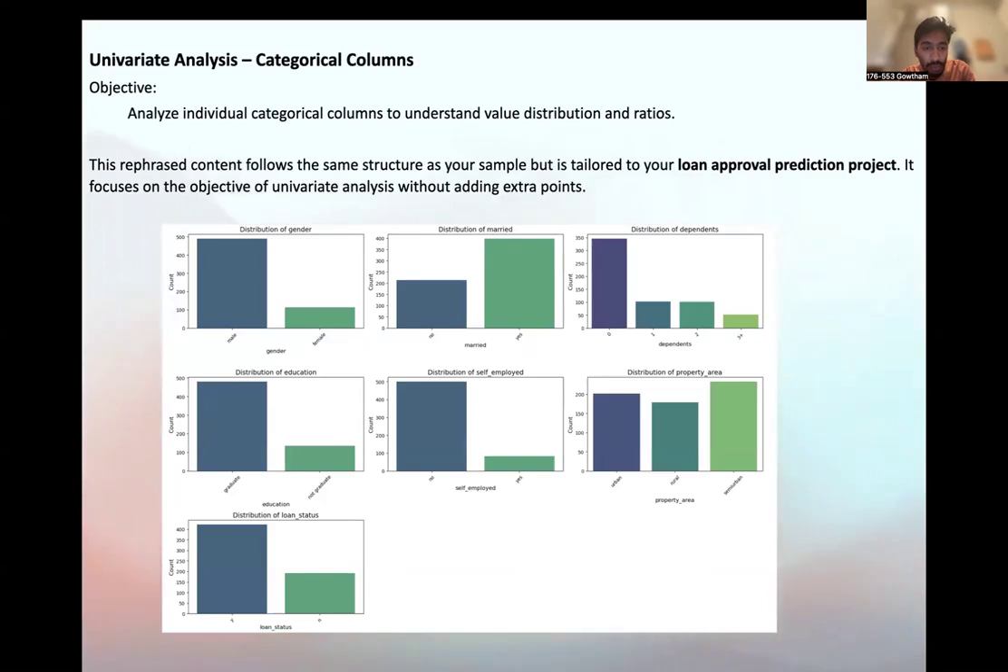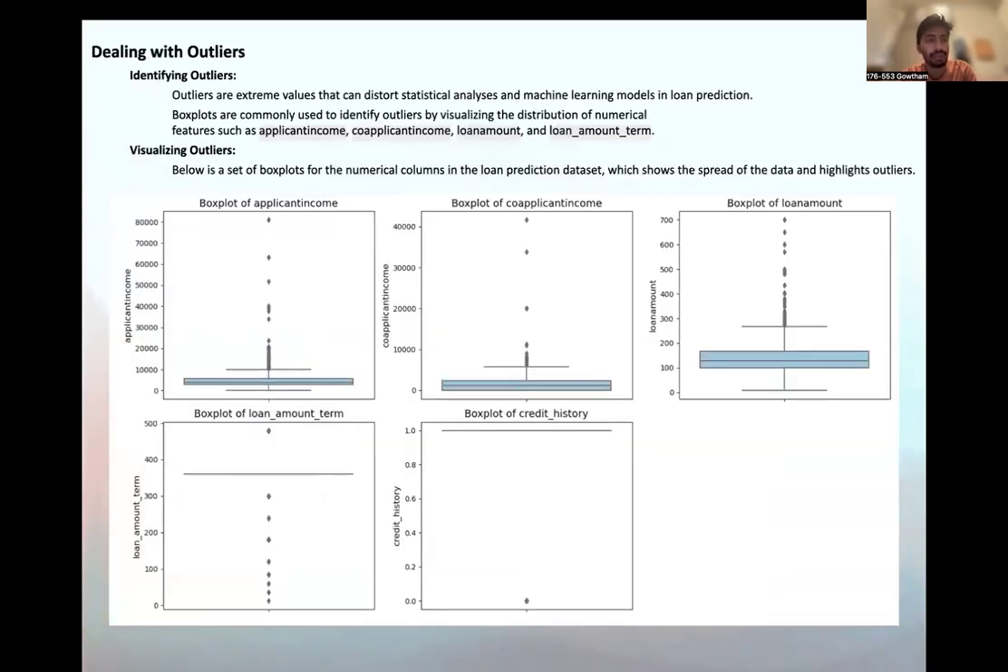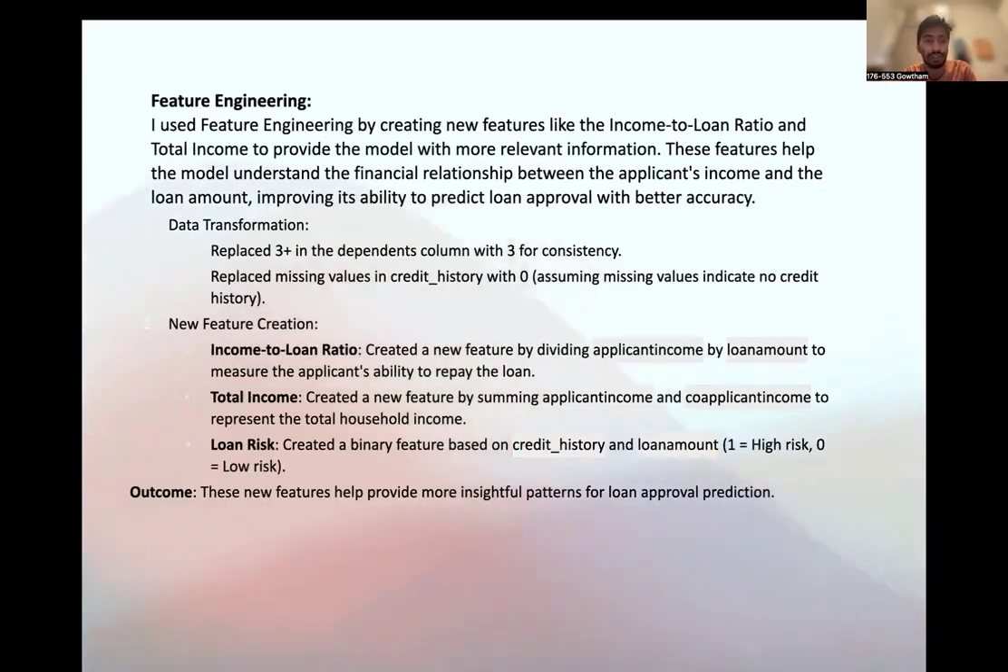Later we move on to dealing with outliers, which is mainly divided into two types: identifying outliers and visualizing outliers. It is shown in box plot format. We can see how the box plot has been designed for various columns like applicant income, co-applicant income, and all the factors. So it would be easy for us.